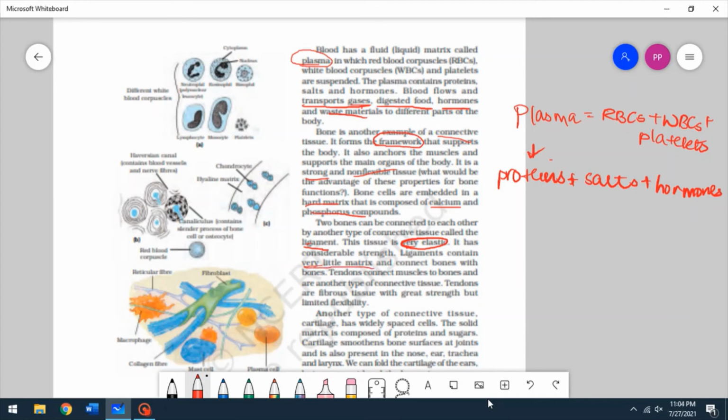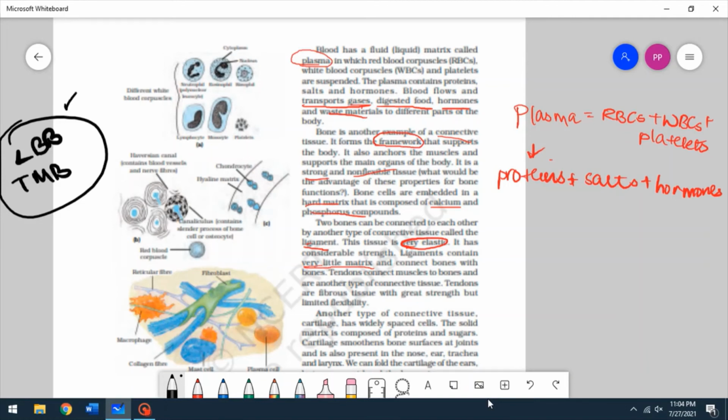Tendons are another type which connect muscles to bones. So how do I remember which is which? I remember LBB, TMB. When I was doing this chapter in 9th grade, I just kept saying LBB, TMB to myself. Ligament connects bone to bone, tendon connects muscle to bone. That is how I remembered it.